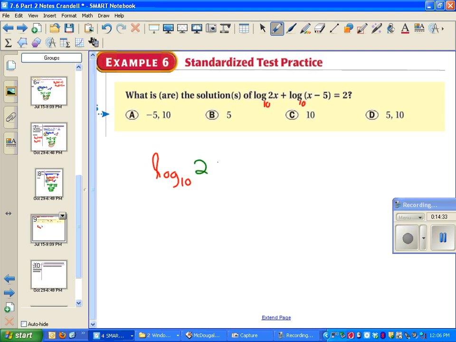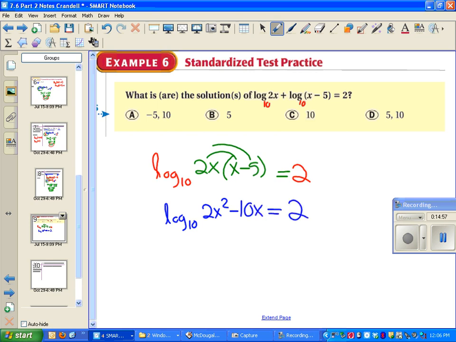Multiply. Awesome. All right, so we're going to do 2x times x minus 5, and that's going to be equal to 2. Okay, so let's see. We can distribute this a little bit more. So we are going to get log base 10 of 2x squared minus 10x equals 2. Okay, so we have that.